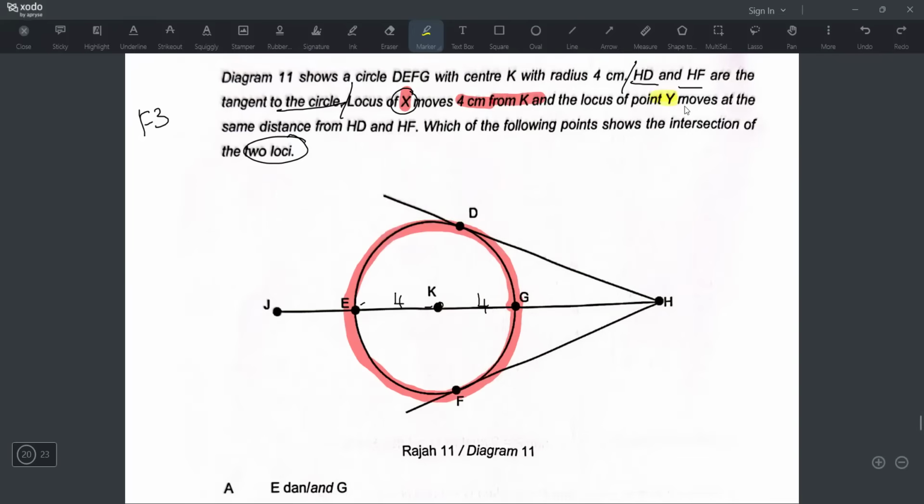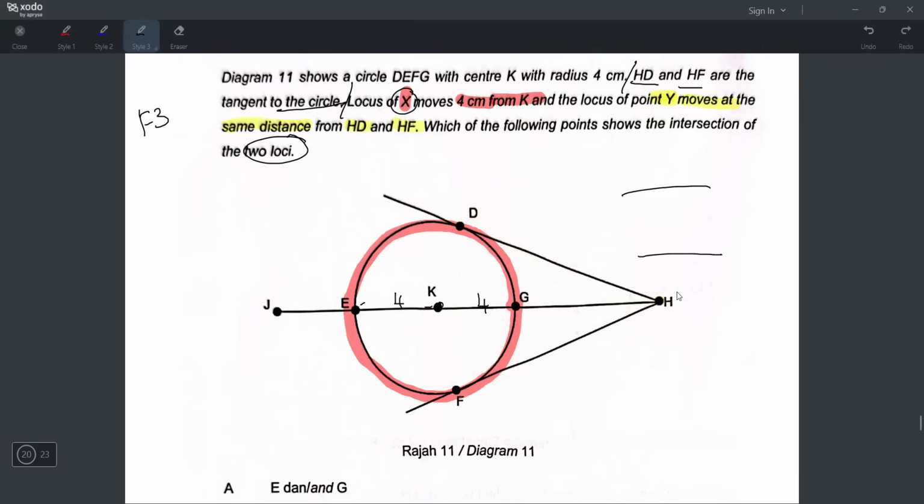Okay. Now I'll use another color, maybe yellow, to draw the locus Y. The locus Y condition is it has to move at the same distance from HD and HF. HD and HF are two lines, right? And the two lines are not parallel. If they were parallel, it would be like this, and then the locus would be exactly the middle, right? But these two lines are like this, so you call this a bisector. For these two lines, if you want the locus Y to move at the same distance from both, you have to cut this in the middle. So if the two lines are like this, you have to cut it in the middle like this, right?